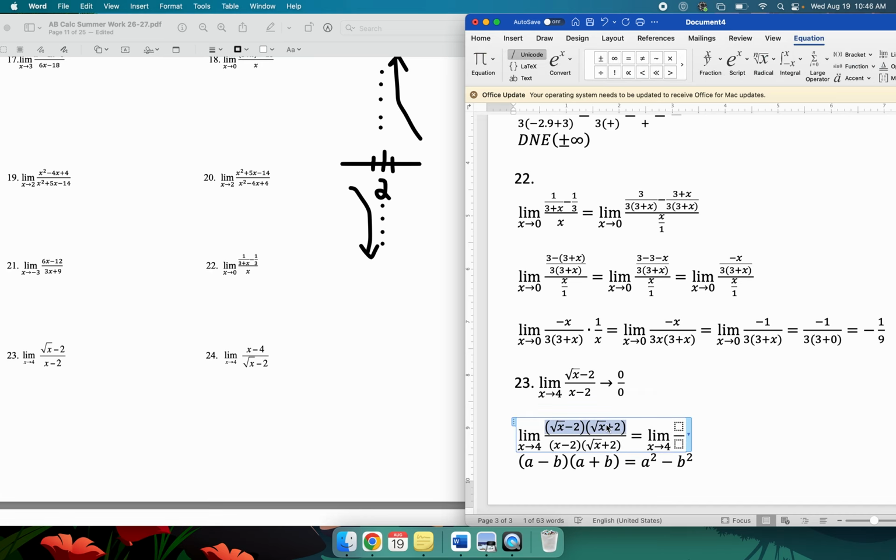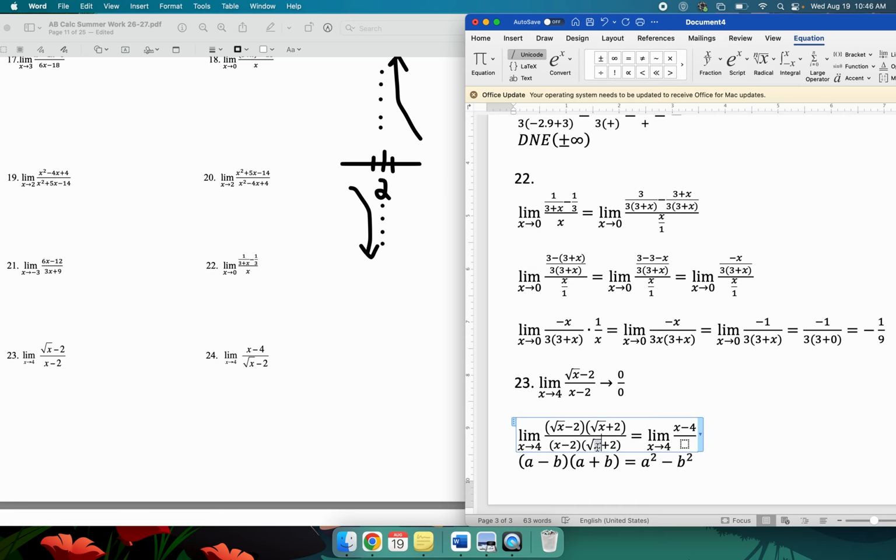It's an expression times its conjugate. So you can skip all the intermediate steps and just say, I know how this is going to multiply out. It's going to be this guy squared, which is just x, minus this guy squared, which is just 4. Okay? The denominator you should not multiply out.